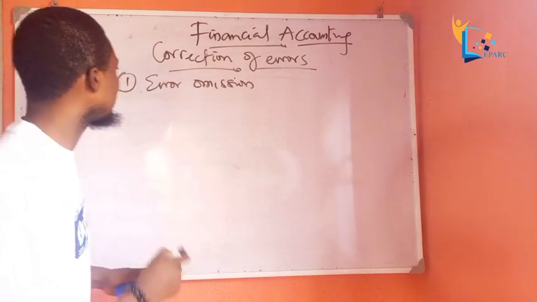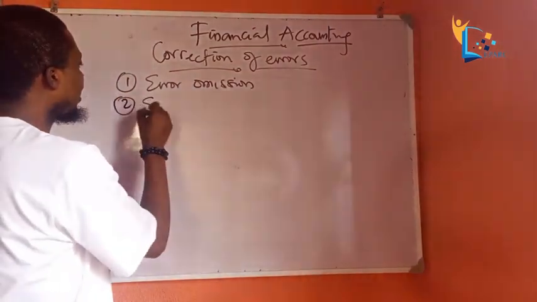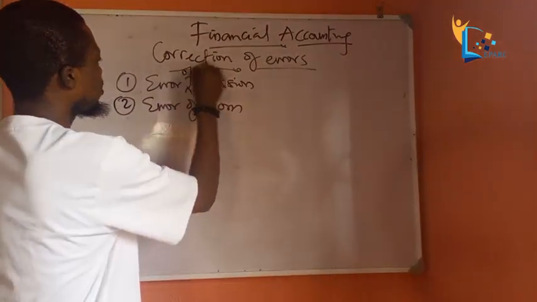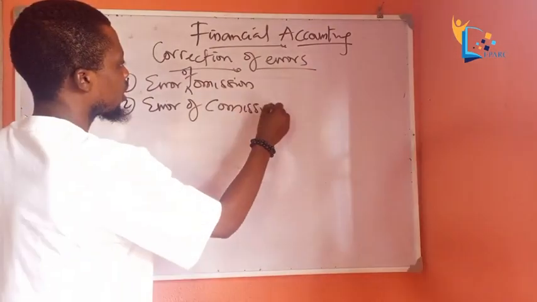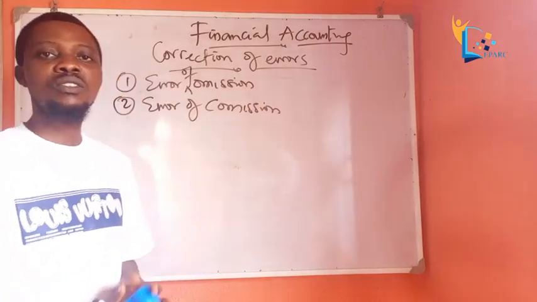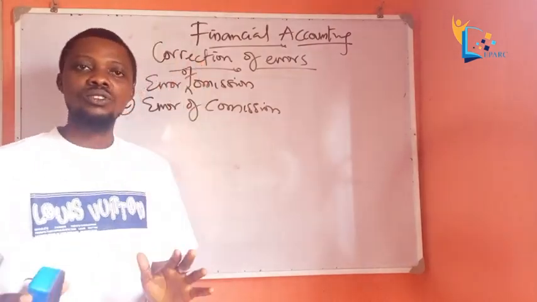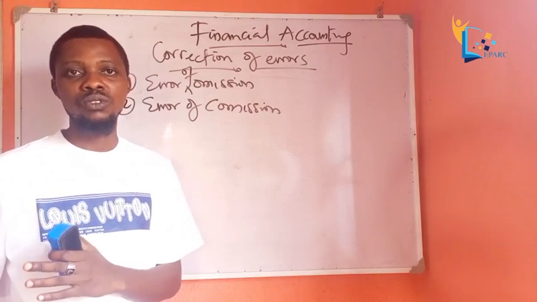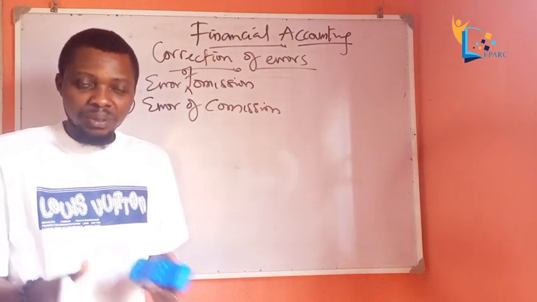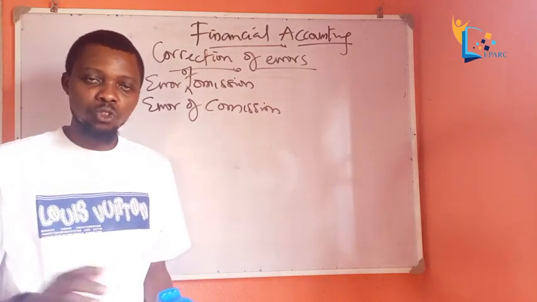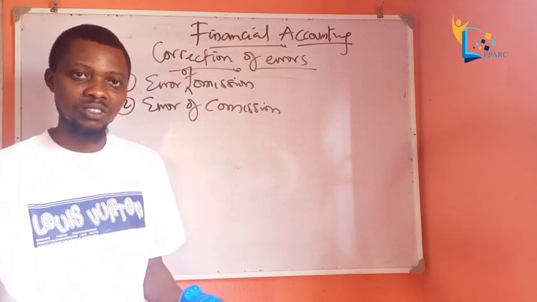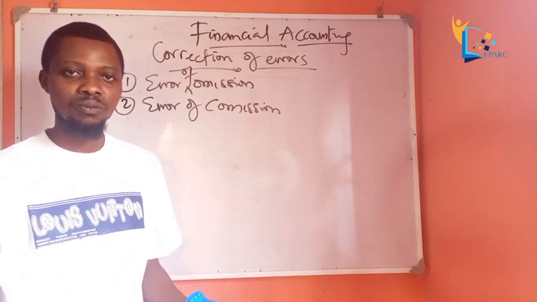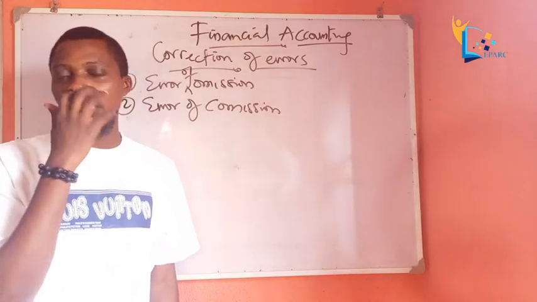That's omission. Then secondly, we have error of commission. Error of commission is when a transaction or a posting has been made in the wrong account, the same class of accounts, personal account, but it was posted into another customer's or another supplier's account, another person's account. Now, there's something fundamental I need you to note here.